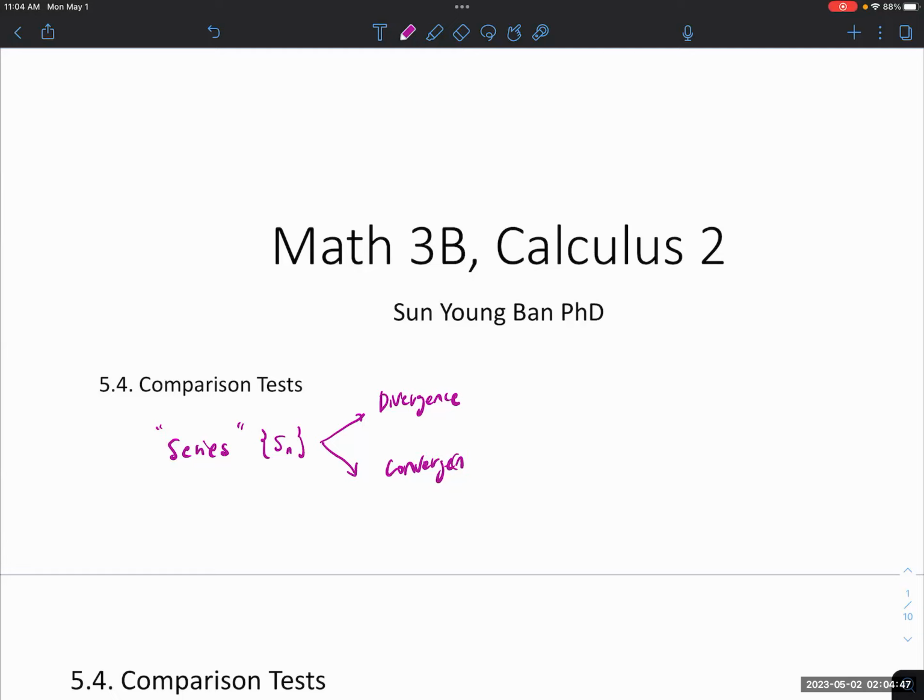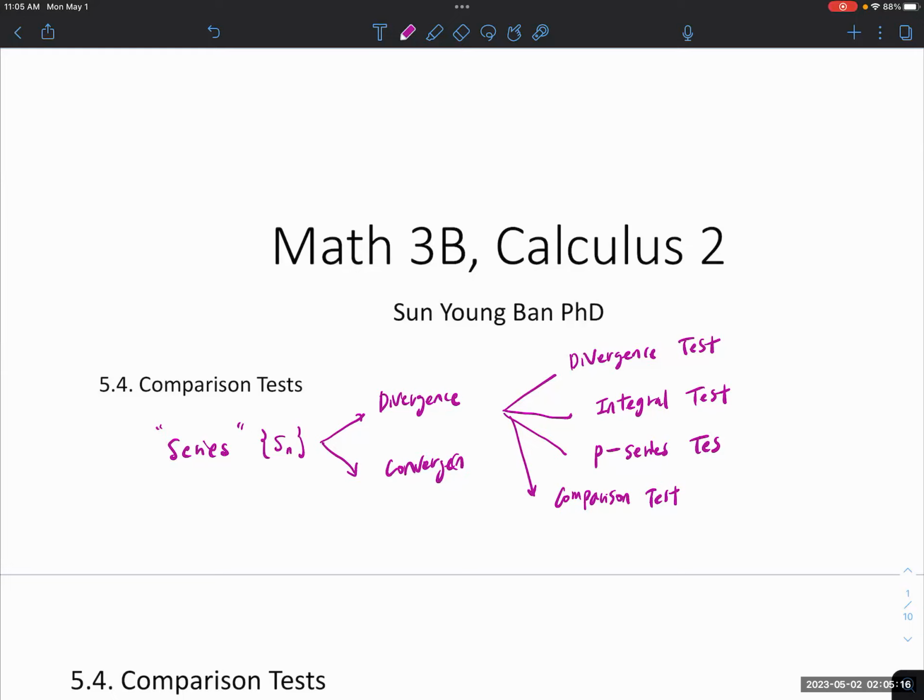To determine whether it is a divergent or convergent series, we've been using a couple of different tests. If you remember, we talked about the divergence test and another methodology, the integral test. And the third one, the p-series test. And today, I'm going to introduce the comparison test.